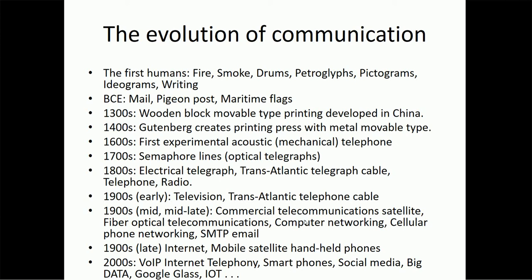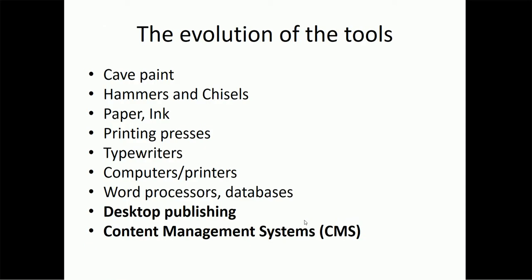By the mid to late 1900s, we had commercial telecommunications, satellite, fiber optics, copper networking, cellular phone networking, SMTP, and email. And then at the very end of the 1900s, we had the internet, mobile satellite, and handheld phones. The 2000s brought voice over internet protocol, internet telephony. Is that how you pronounce that? I think so. Telephony. Smartphones, social media, big data, Google Glass, the Internet of Things, and so on and so on. The evolution of tools kind of followed suit.